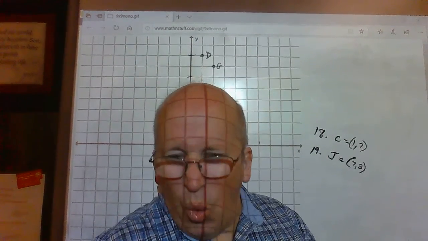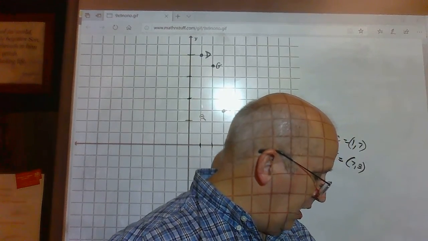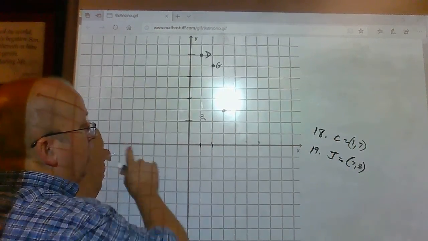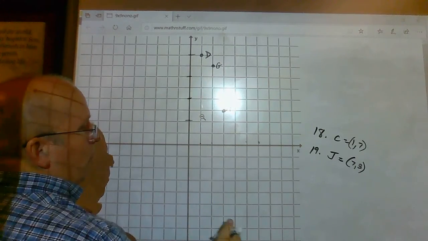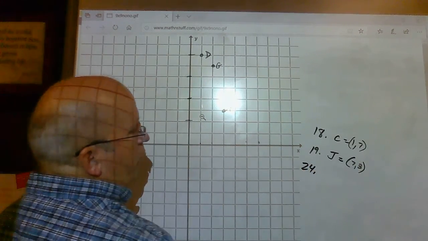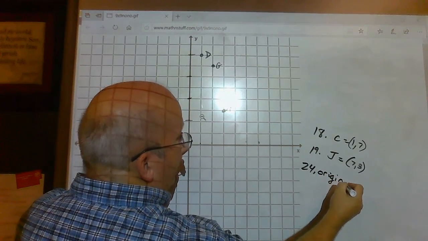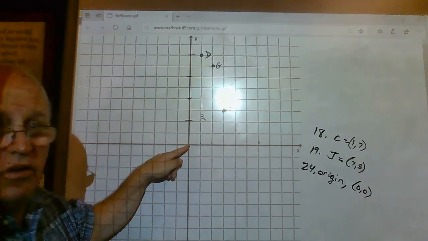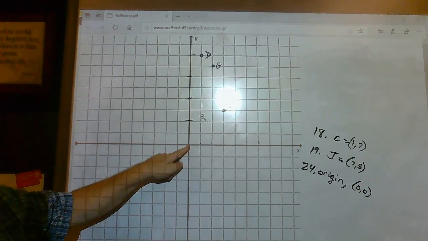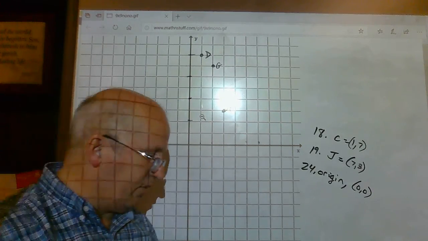Let's look at 24. 24 is an interesting question. What point lies on both the x-axis and the y-axis? What point lies just on that? Well, you could name it two ways. This point lies on both of them. You could call it the origin, or you could call it location 0, 0. Either way, that point lies on both the x and the y-axis.